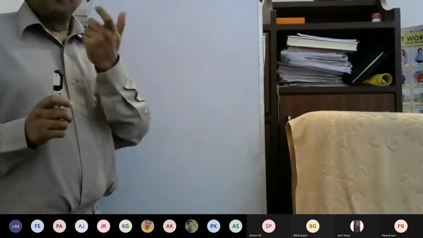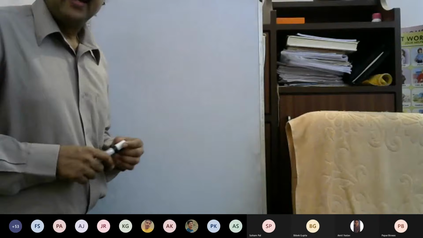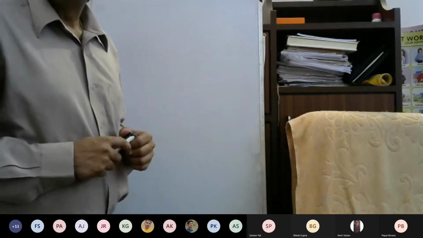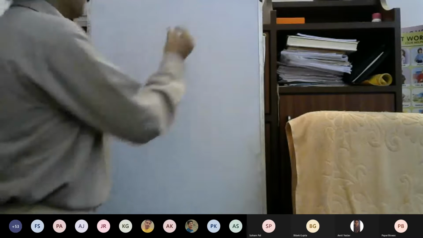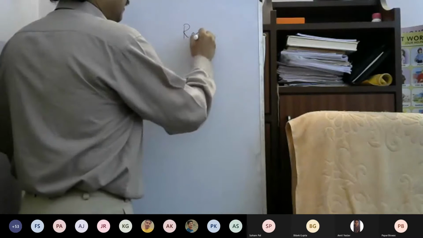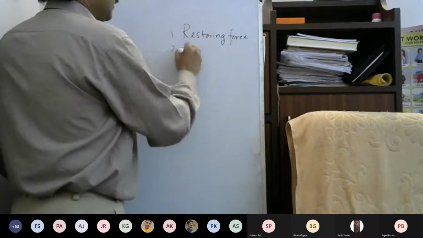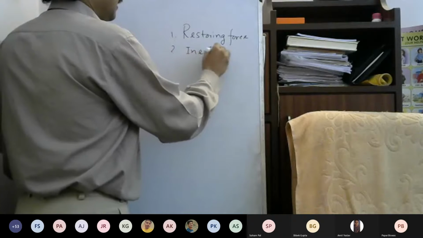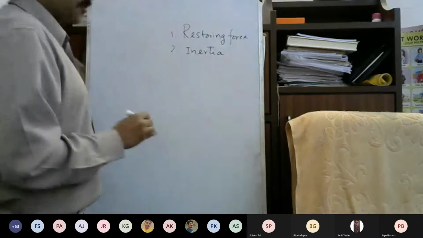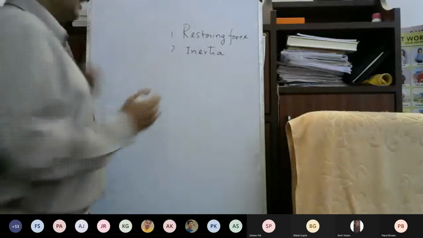From today's lecture, what we have learned is that a vibratory system requires two minimum things. One is a restoring force field, and another is the inertia. Any doubt, please? So, inertia and the restoring force field.